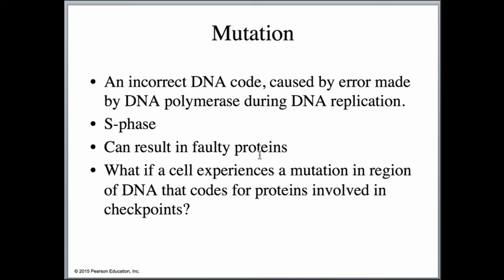This can result in faulty proteins because, as you learned about with transcription and translation, you did that activity where you could see the effect of different types of mutations on the resulting proteins. So a mutation in DNA code can result in faulty proteins. So what if a cell experiences a mutation in a region of DNA that codes for proteins involved with checkpoints? What happens then?